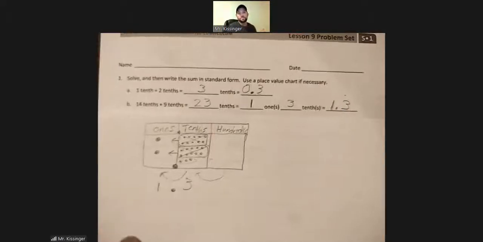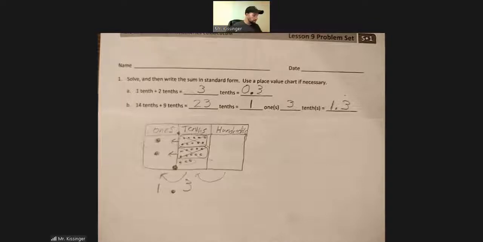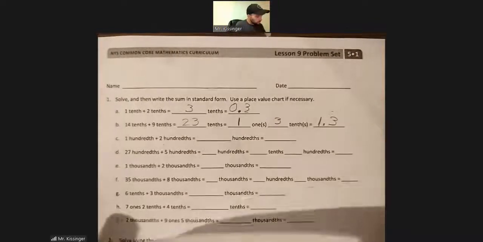So every time we have 10 in a place value, we can move it over to the next largest place value, and we condense that into 1 in the next place value. So if we had 10 ones, we would make it 1 ten. 10 ones and 1 ten are the same number. All right. So let's move on to our next one.